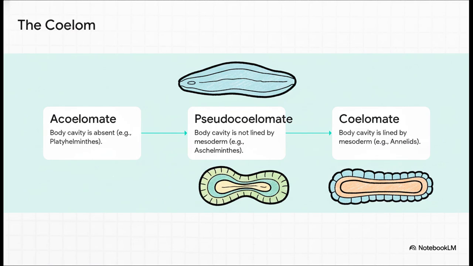And finally, there's the question of inner space. We call this the coelom. It's basically a body cavity where all the organs are housed. So some animals are acoelomates. They don't have this cavity at all. Others are pseudocoelomates with what you could call a false cavity. And then there are coelomates, like us, with a true body cavity that's completely surrounded by that super important mesoderm, which gives our organs the space and support they need to get complex.